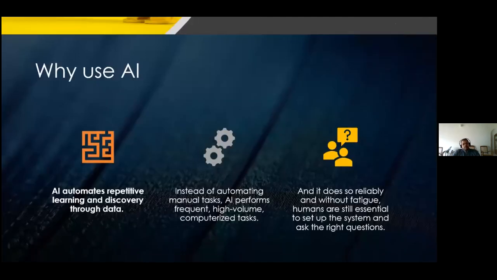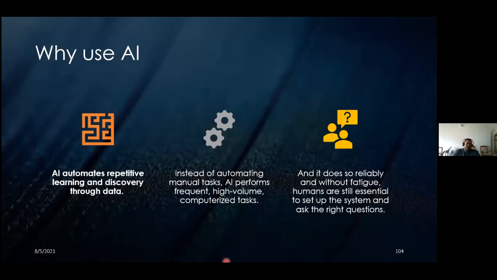One thing with AI is it automates repetitive learning and discovery through data. So it's faster and more efficient. The advantage with AI is it's not just automating manual tasks. Anybody can do that, but AI performs these things at a frequently higher level and high volume, where a lot of intelligence is needed, where you need to make intelligent decisions. That's where artificial intelligence plays a very key role.